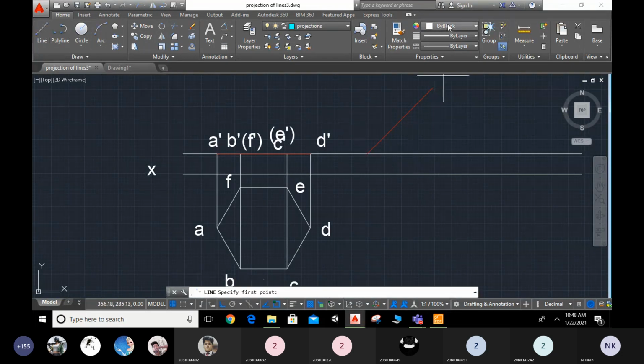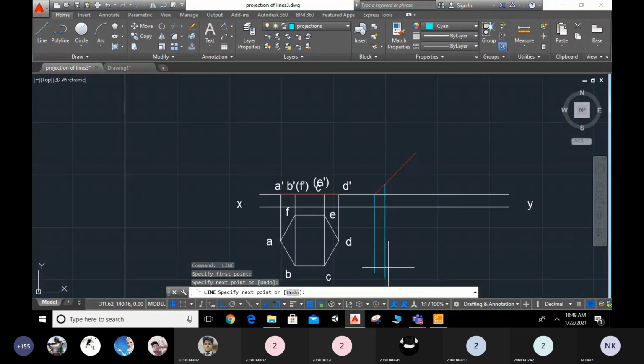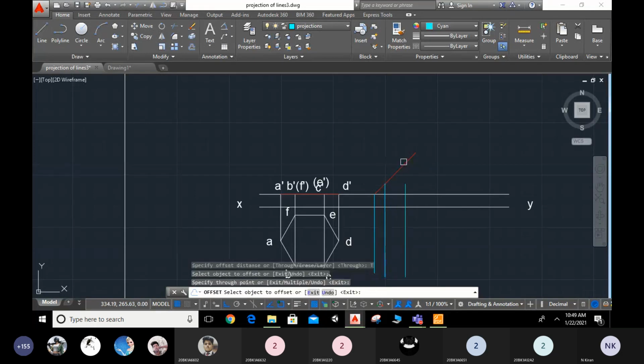I will select this one with the help of the blue color lines. I will project. See, I have drawn. And again space somewhere here. Yeah, you can see the endpoint. Yeah, this is the endpoint. If a square box comes, then only that is your endpoint. So by this I can select O, enter, offset, through, I will select here and I will select this line and somewhere here the endpoint.